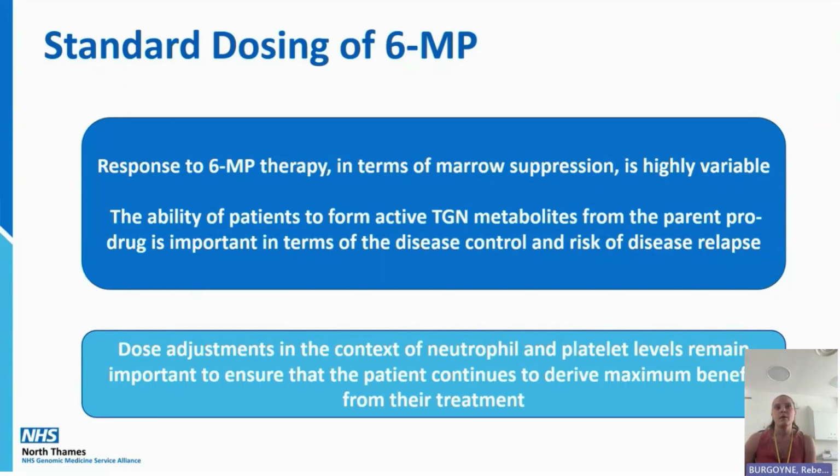Response to 6MP therapy is highly variable in terms of marrow suppression, so it varies quite a bit between patients. The ability of the patient to form active TGN metabolites from the parent prodrug is really important in terms of disease control and the risk of disease relapse. And dose adjustments in the context of the neutrophil and the platelet count remain important to ensure that the patient continues to derive the maximum benefit from their treatment. And this is irrespective of their genotype result.